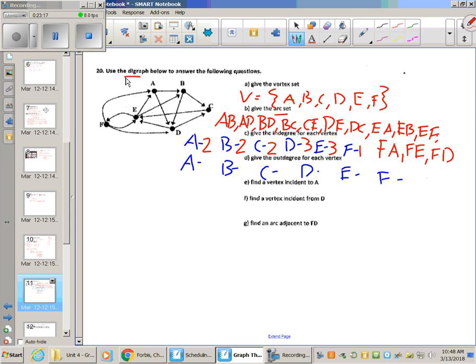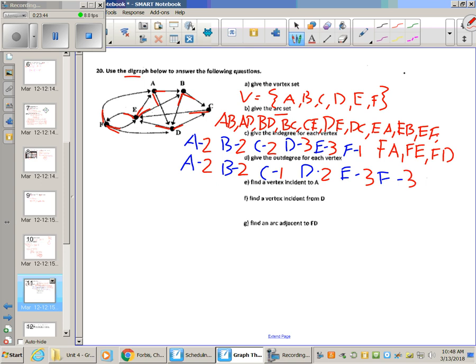Out degree is all the ones that are pointing out from the vertices, have arrows coming out of them. So for A, it's 1, 2. For B, it's 1, 2. For C, it's 1. For D, it's 1, 2. For E, it is 1, 2, 3. And then for F, it is 1, 2, 3.